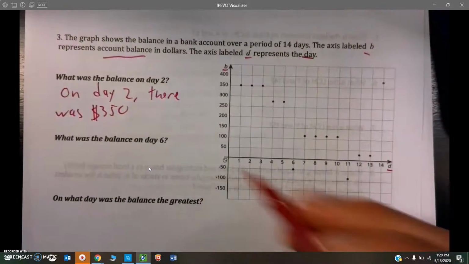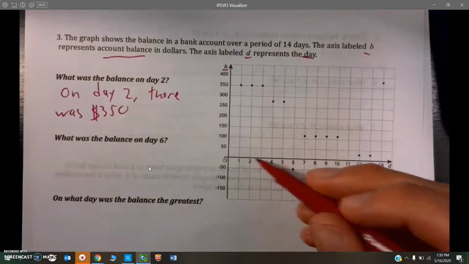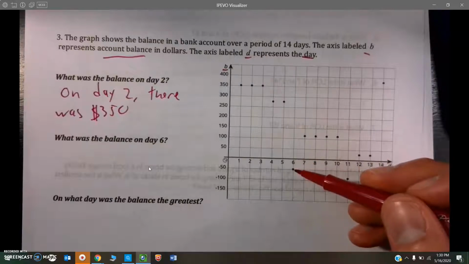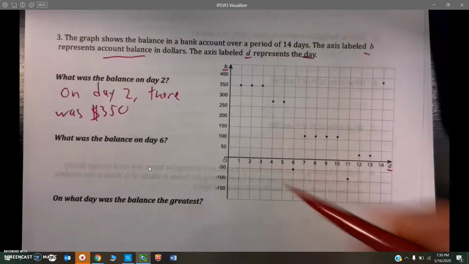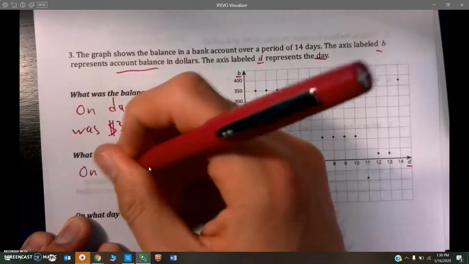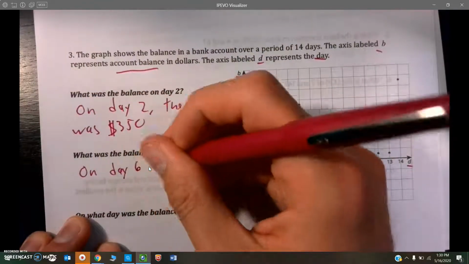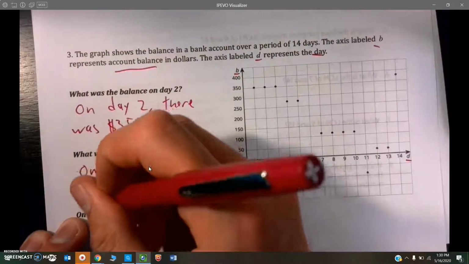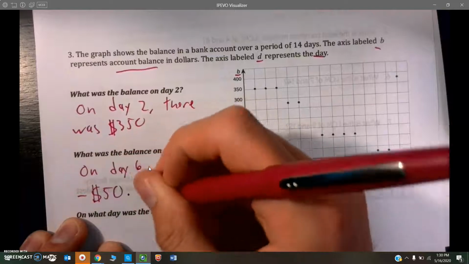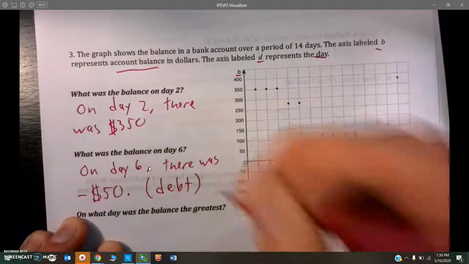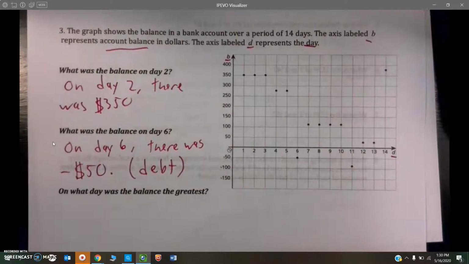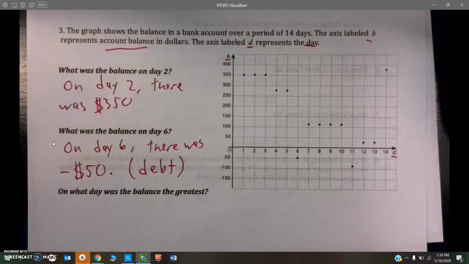So once again, days are the x-axis going left to right. Day 1, 2, 3, 4, 5, 6. And the account balance point is actually here, and that's at -50. There was -50. So once again, that's the concept of being in debt. So in life, you can have negative money. That means you are in debt. You owe more money than you have. That's when we would represent money as negative.